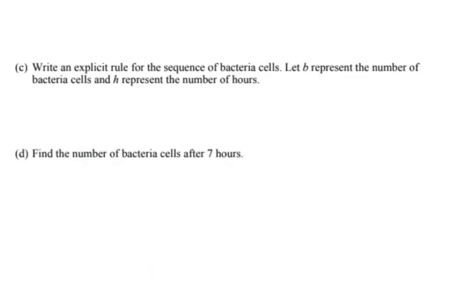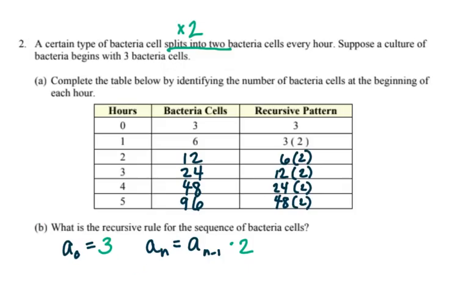Okay, so now we're going to write an explicit rule. We wrote the recursive, now we're doing explicit. Again, I would assume they want the a sub 0 one because that's what we start with in our table, and they want us to use special letters. So B is the number of bacteria cells, H is number of hours. So we're going to say the number of bacteria cells based on the number of hours equals our initial amount, which was 3 bacteria.